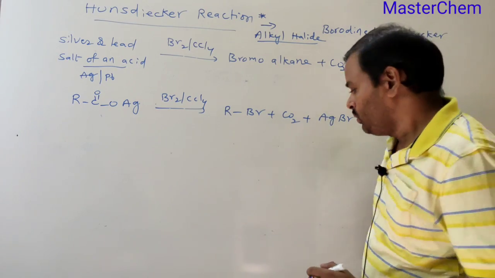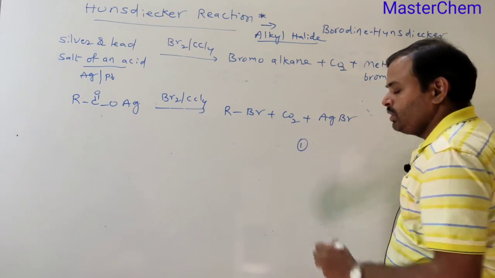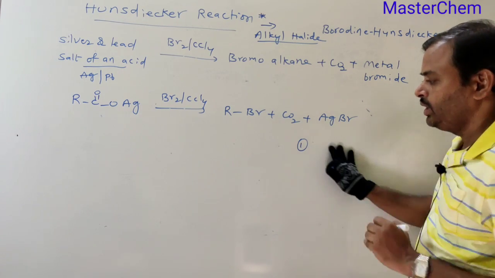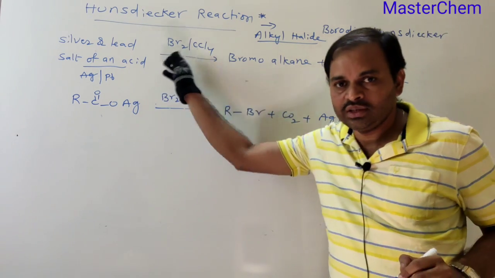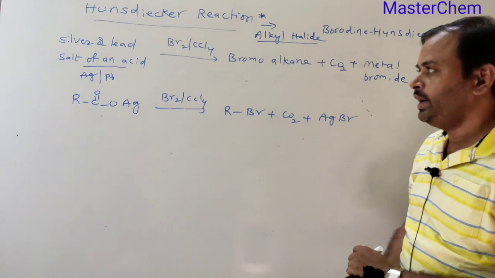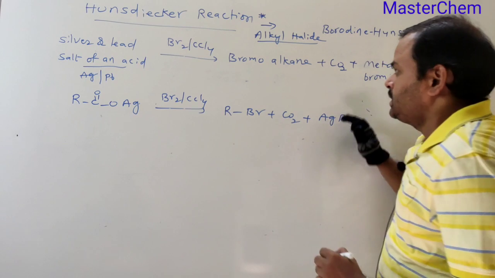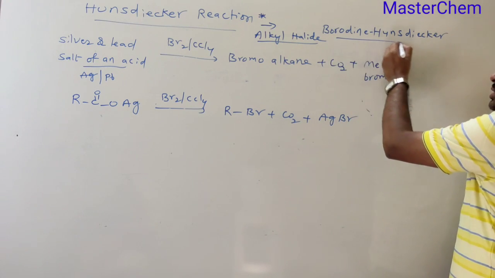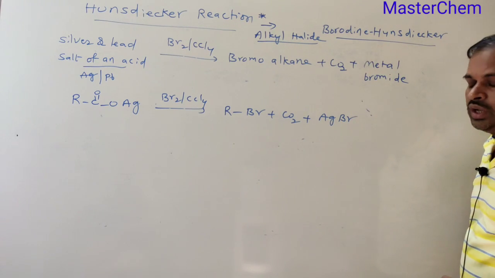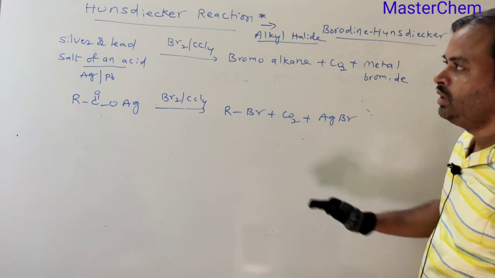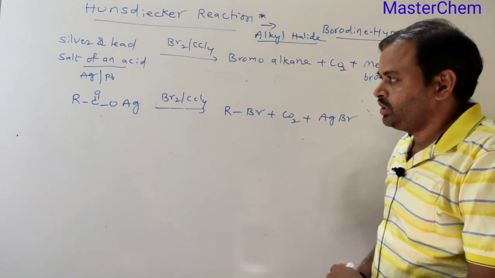So what is the conversion? The silver salt of a carboxylic acid is converted into alkyl halide, alkyl bromide. This reaction is also called the Borodin-Hunsdiecker reaction, or the Hunsdiecker reaction.